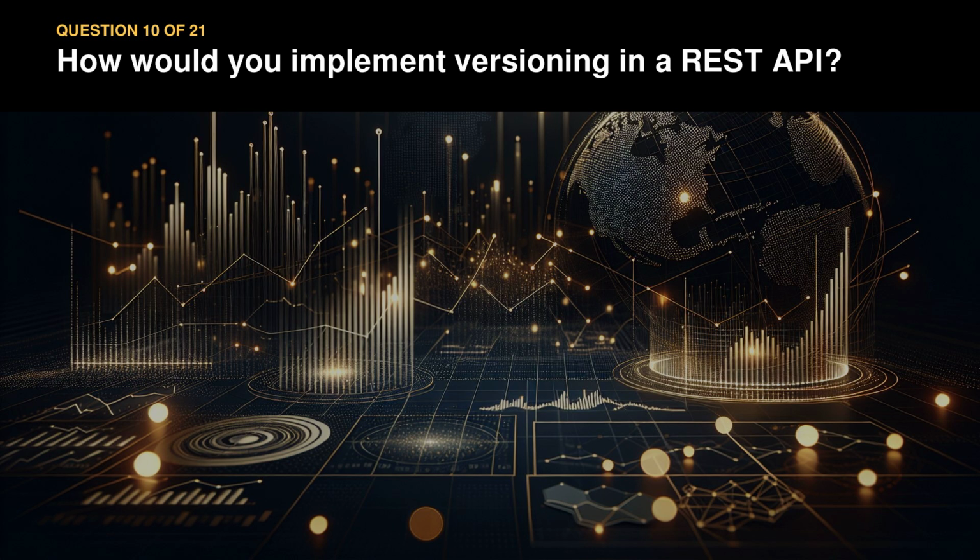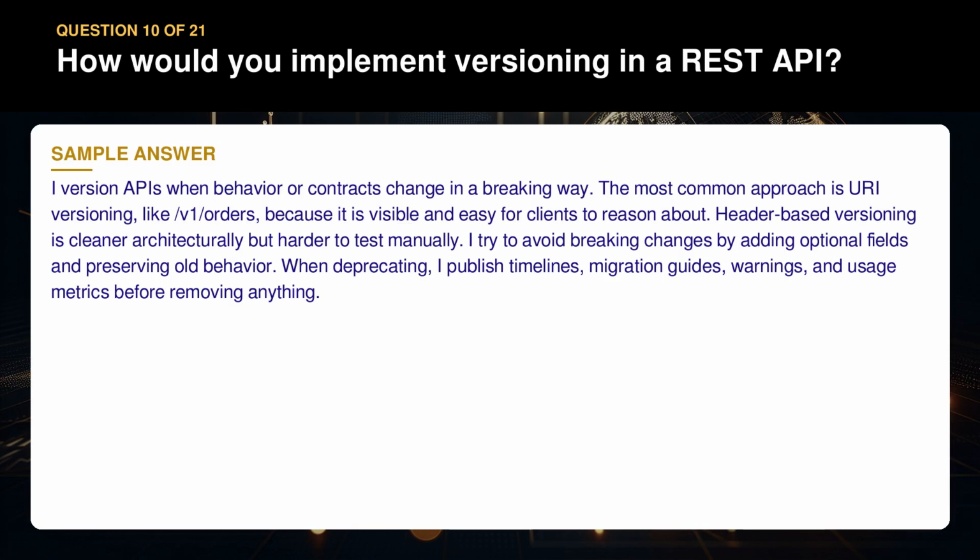How would you implement versioning in a REST API? I version APIs when behavior or contracts change in a breaking way. The most common approach is URI versioning, like /v1/orders, because it is visible and easy for clients to reason about. Header-based versioning is cleaner architecturally, but harder to test manually.